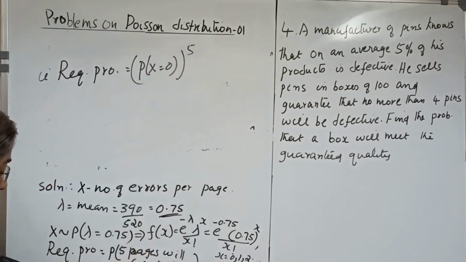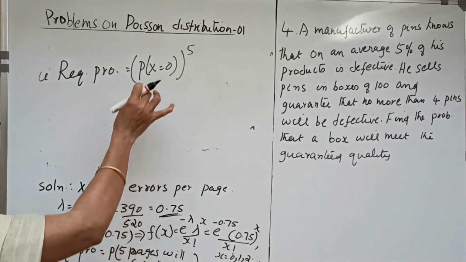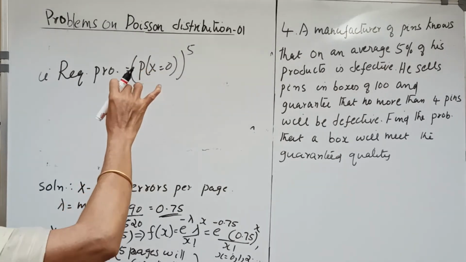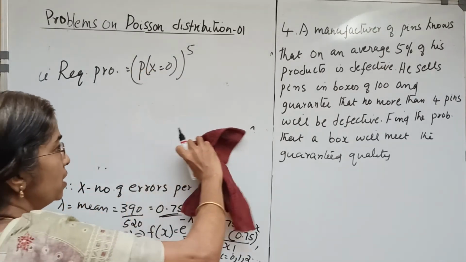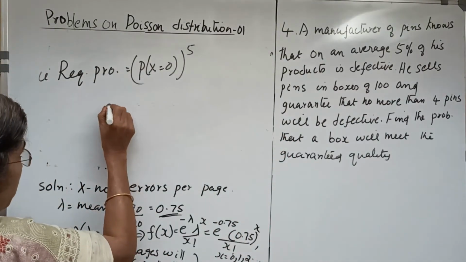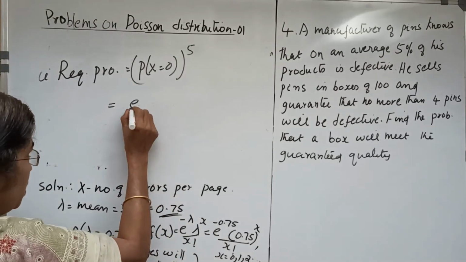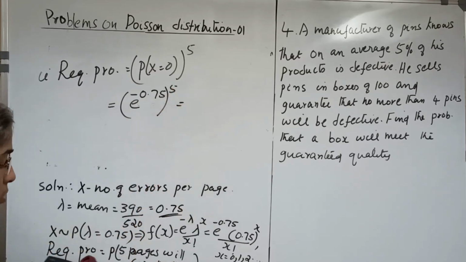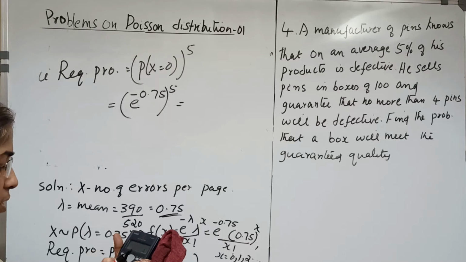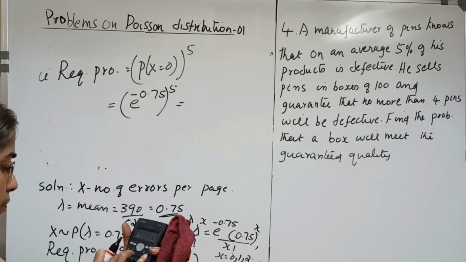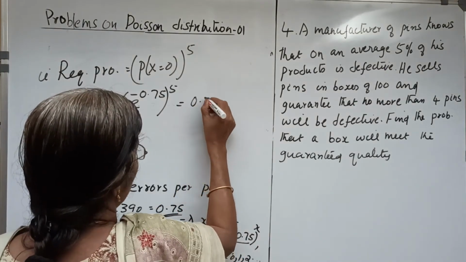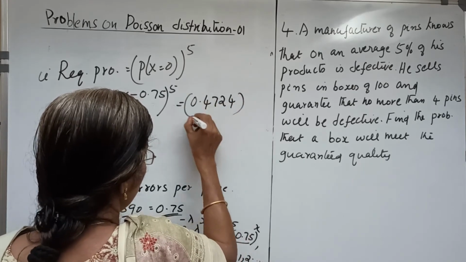Okay, I will once again explain. The required one is the probability 5 pages will contain no error. That is, error per page is taken as x. So that probability x equal to 0 whole raised to 5 is the required one. So we know f of 0 as e raised to minus 0.75, it is whole raised to 5. Okay. So we may obtain e raised to minus 0.75 equal to 0.4724, 0.4724 whole raised to 5.